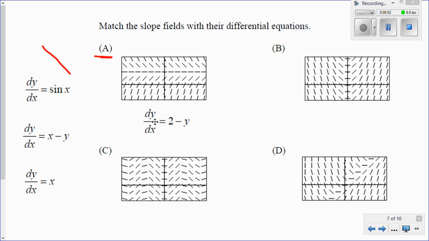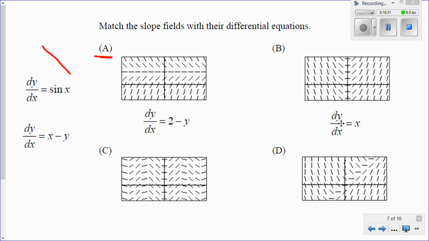All right, first thing I notice in this slope field is that the tangent lines have the same slope vertically. If you look vertically down the paper, the tangent lines have the same slope. So again, that tells me I'm looking for a differential equation that's only in terms of x. So for right now I'm going to say that's dy/dx equals x. Okay, now why is that not dy/dx equals sine of x?